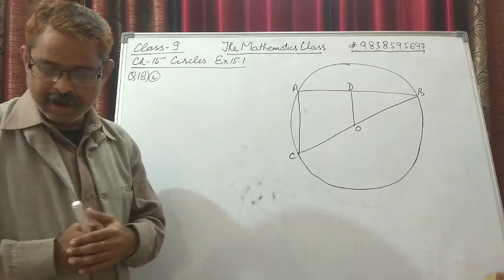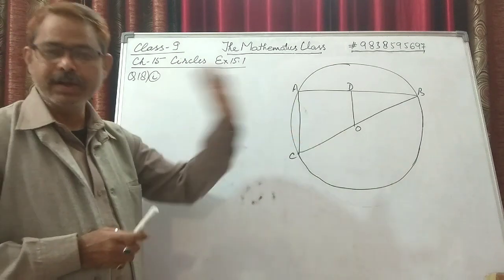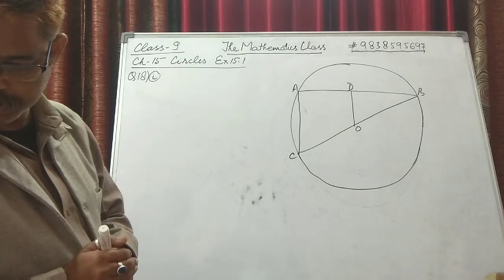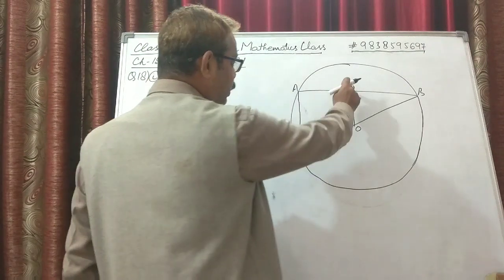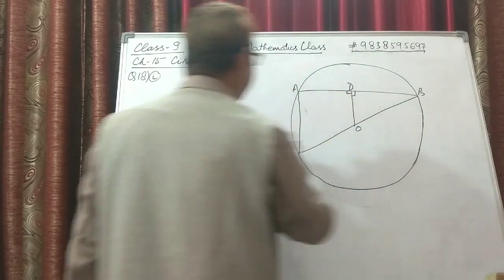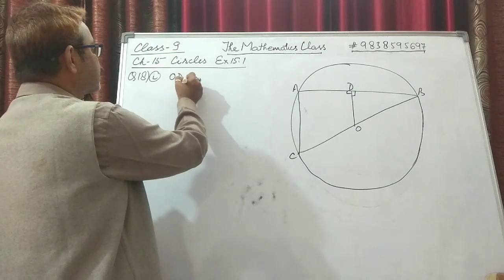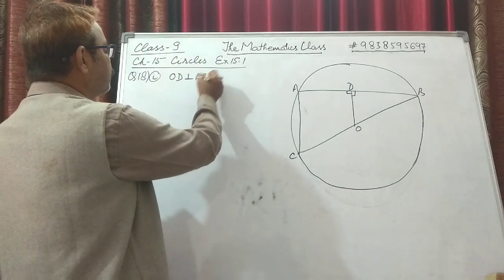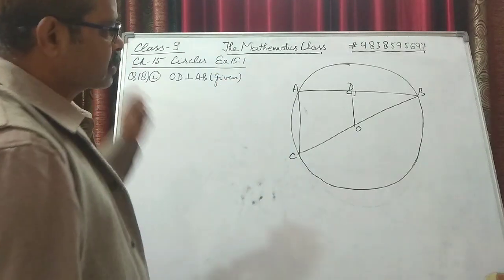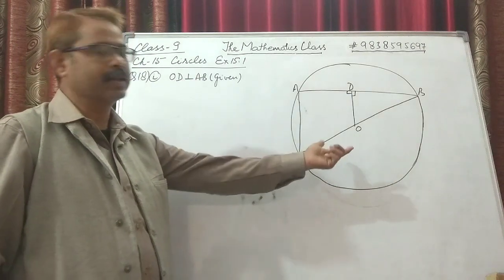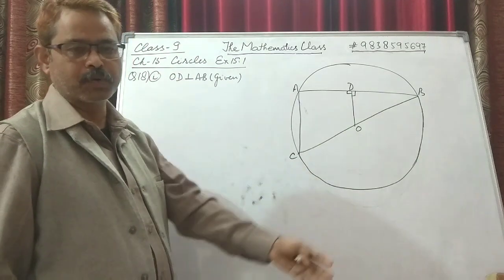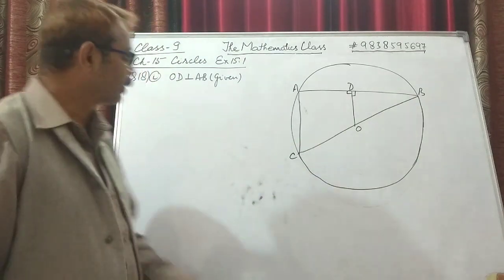So this is the first part. I will read out the question, though I have already made the figure from the textbook. In the figure 1 given below, OD is perpendicular to the chord AB. It is given that OD is perpendicular to AB. They are referring to the figure. So I have already made the figure, and according to the figure I will mark what is given, what is to be proved, and if construction, if any, then I will be drawing it.